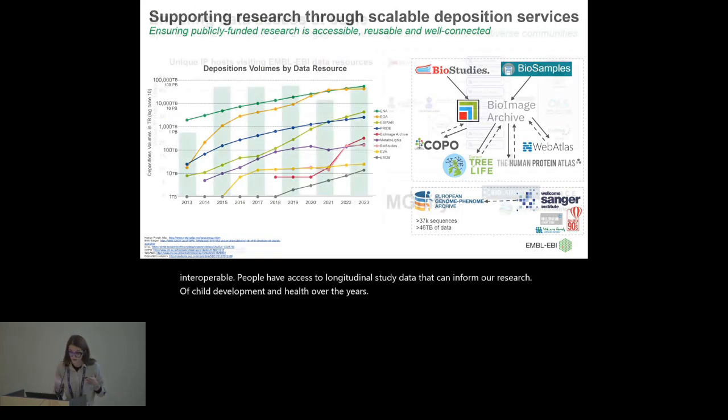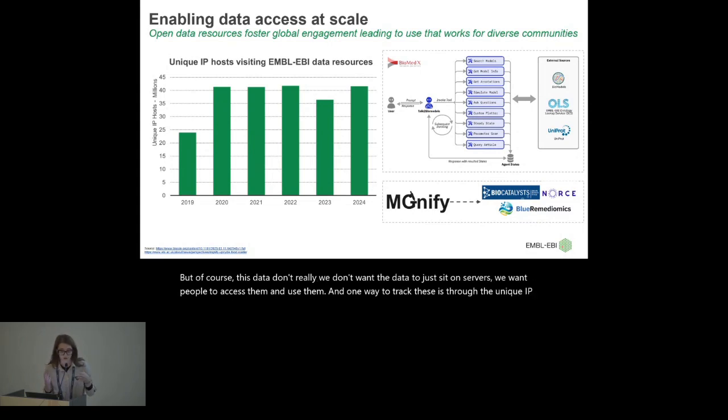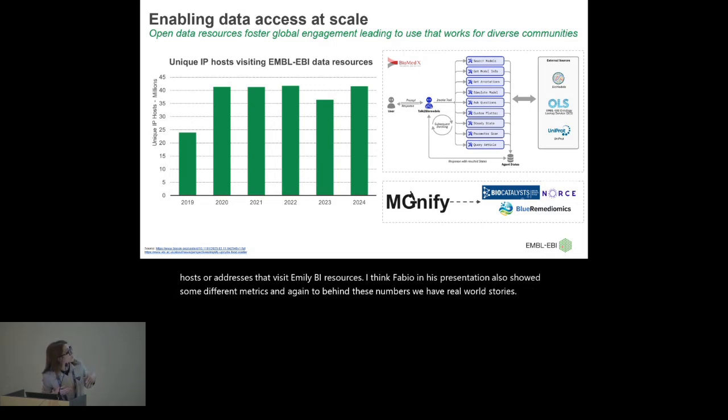But of course, we don't want the data to just sit on servers. We want people to access them and use them. And one way to track this is through the unique IP hosts or addresses that visit EMBL-EBI resources. I think Fabio in his presentation also showed some different metrics. And again, behind these numbers, we have real world stories like these two examples.